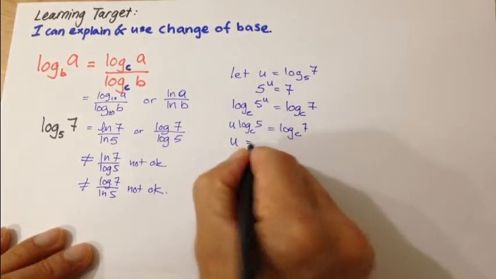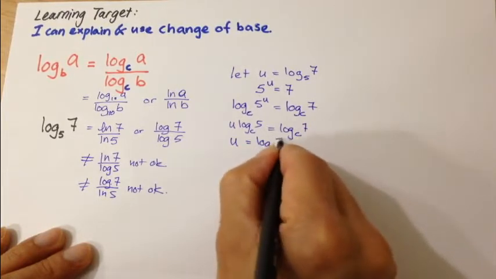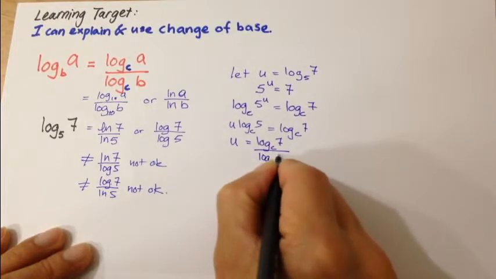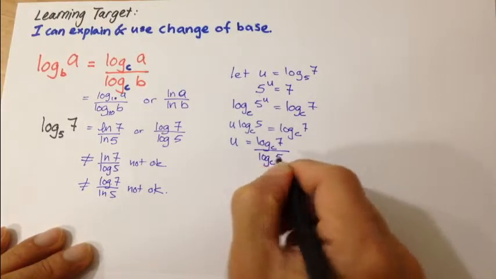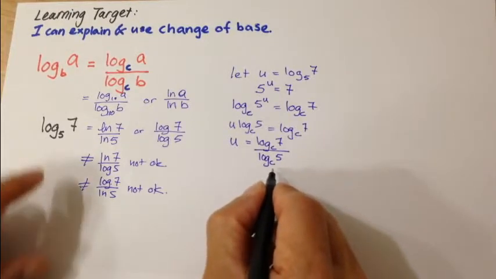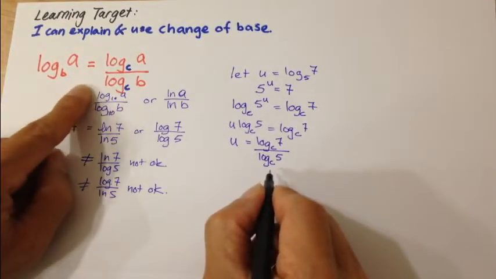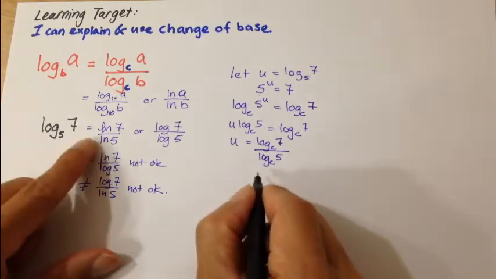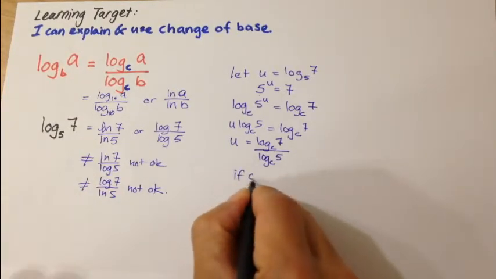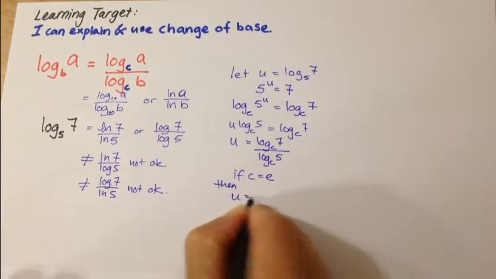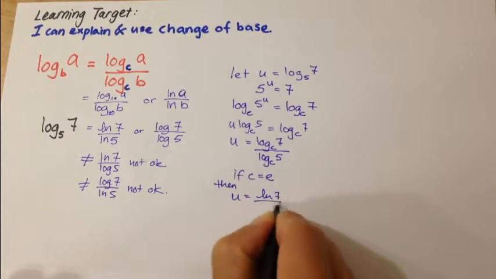And then simplifying it, expressing u as the subject, we have logarithm 7 base c over logarithm 5 base c. Now, this is precisely the form of this thing in red here. So if you choose c to be base e, then u is simply ln7 over ln5. All right, ln7.